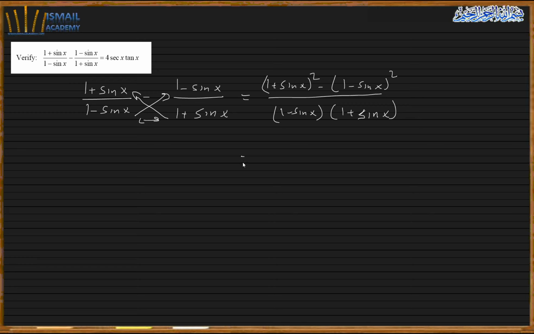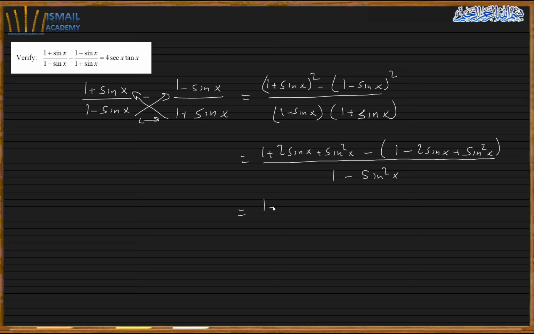sine x), and this will give me 1 plus 2 sine x plus sine squared x minus parentheses 1 minus 2 sine x plus sine squared x, over, this is a minus b times a plus b, that means I will have 1 minus sine squared x, and this is cosine squared x. So here is going to be 1 plus 2 sine x plus sine squared x. I distribute the minus, over 1 minus sine squared x.